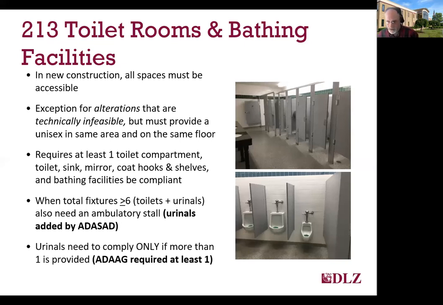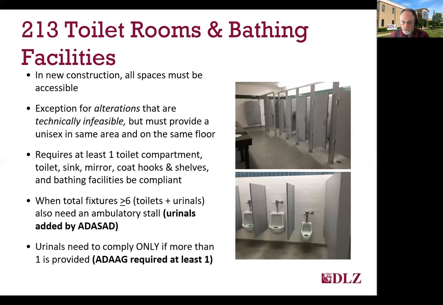At least one toilet compartment, which we have always called a toilet stall, must be accessible to a wheelchair and meet the various technical provisions. And if you have 6 or more toilets or combined toilets and urinals, you're also required to provide an additional stall that meets the requirements for an ambulatory accessible stall.